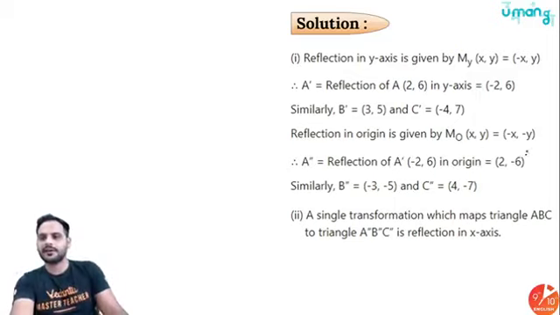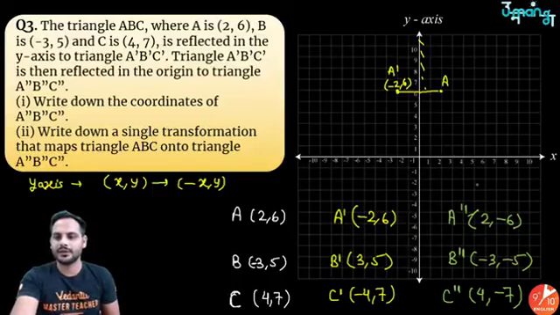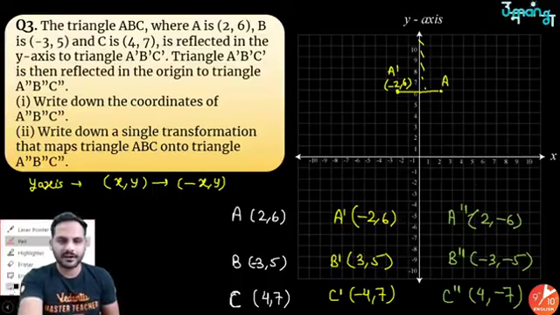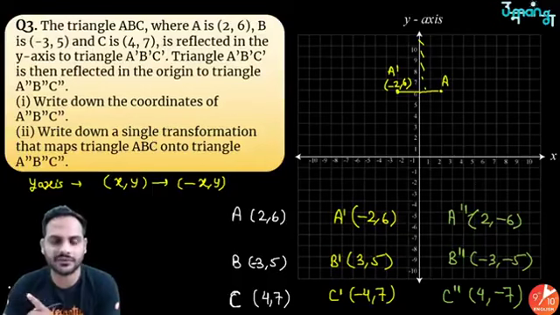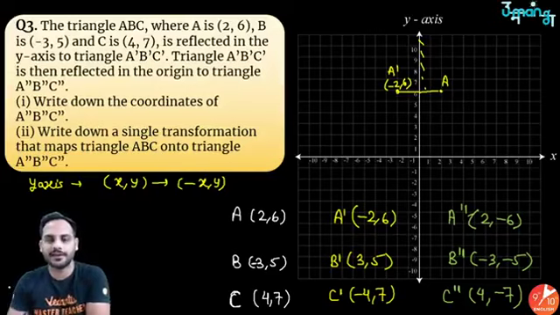So coordinates of A are 2, -6, A' for B -3, -5, 4, -7. ठीक है, 2, -6, -3, -5, 4, -7. अब सेकेंड क्वेश्चन ध्यान से पढ़ना बेटा. सेकेंड क्वेश्चन सेज राइट डाउन अ सिंगल ट्रांसफॉर्मेशन that maps triangle ABC onto triangle A', B', C'.